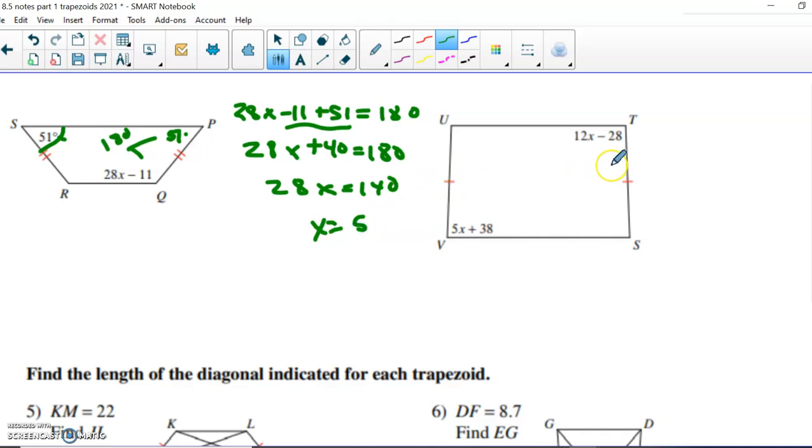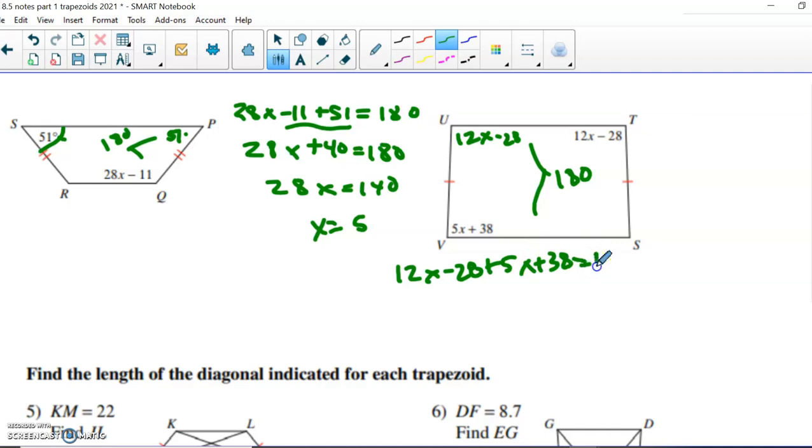Okay. Again, this is an isosceles trapezoid, so we know base angles are congruent. So this angle is also 12x minus 28. We know consecutive angles between the bases are supplementary. So I'm going to take this plus this and set it equal to 180. So I have 12x minus 28 plus 5x plus 38 equals 180.